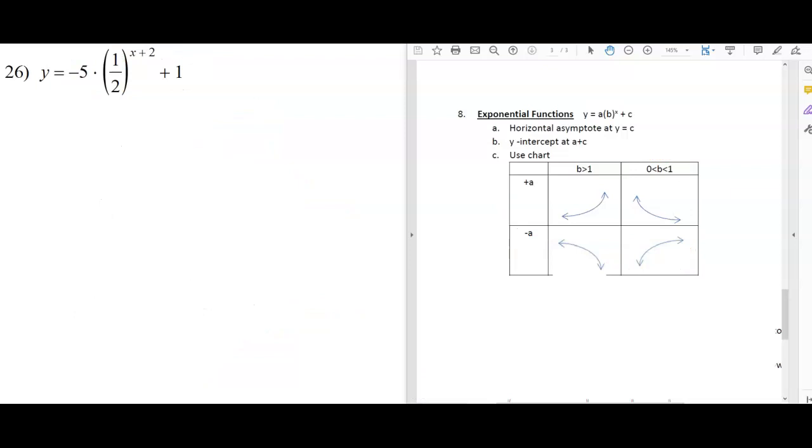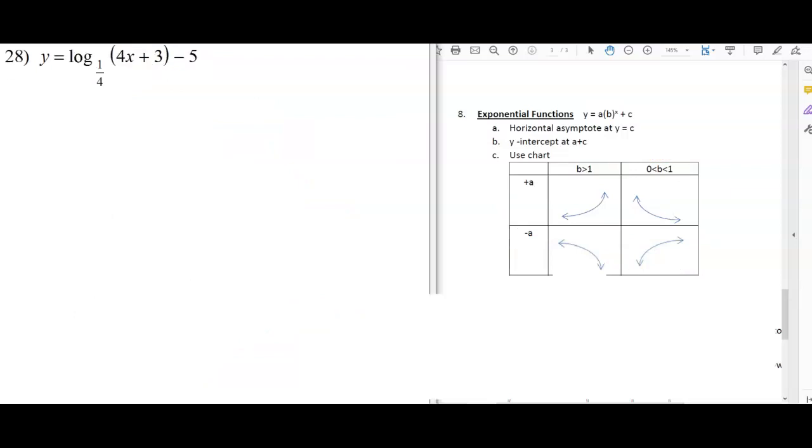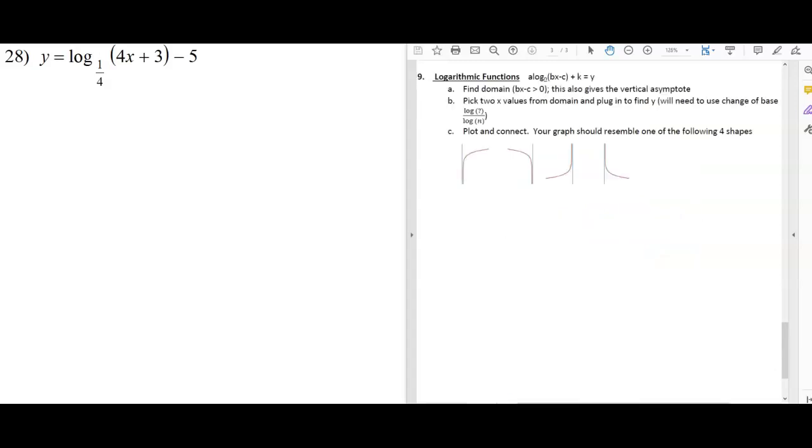Let's go ahead and move on to number 28. Talk about graphing logarithmic functions. All right, so for logarithmic functions, the first thing that you want to do is find your domain. And you do that by taking the part that's in the parentheses there and making it greater than 0 and solving. When we're all done, that will also tell us what our vertical asymptote is. So for part A, we're going to take 4x plus 3, make that greater than 0, and solve that.